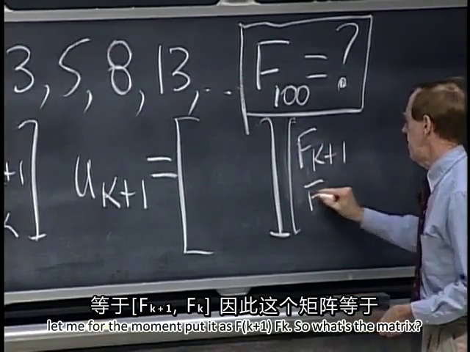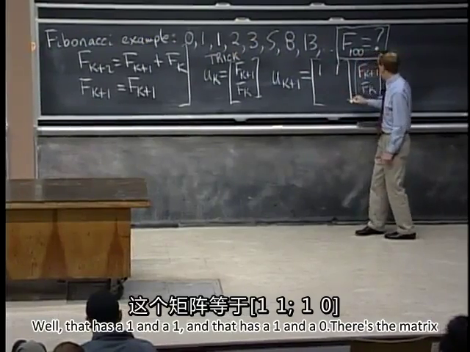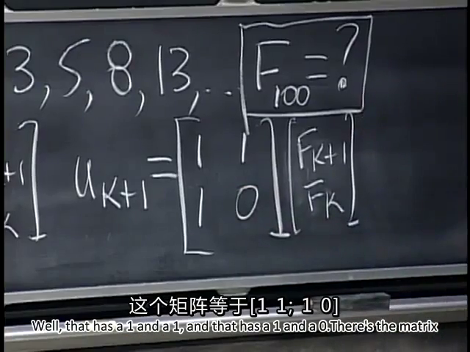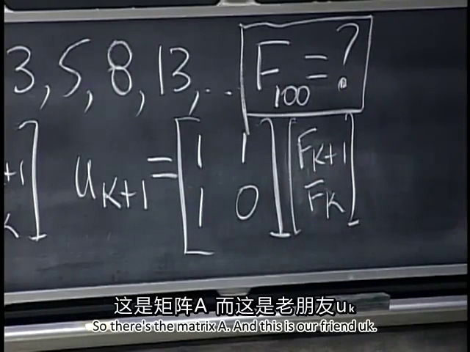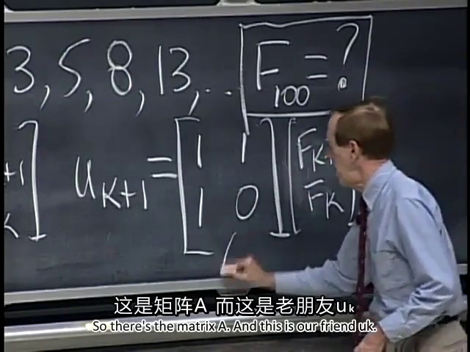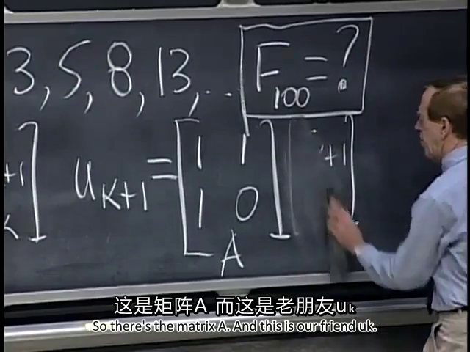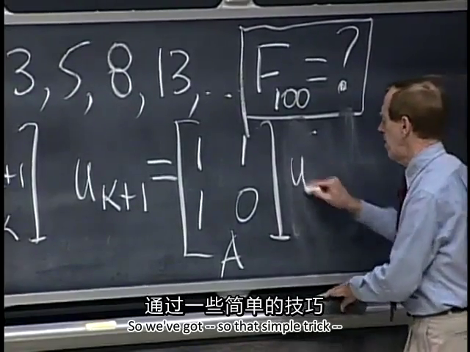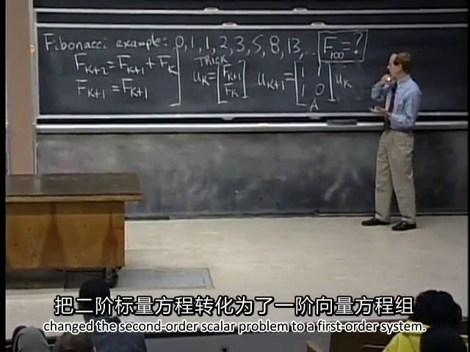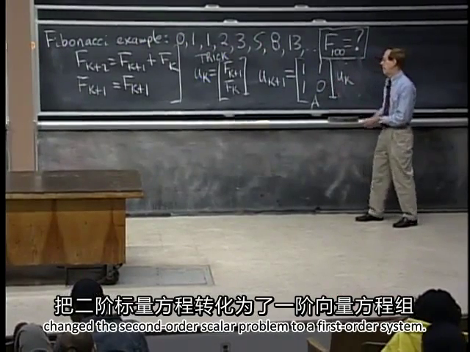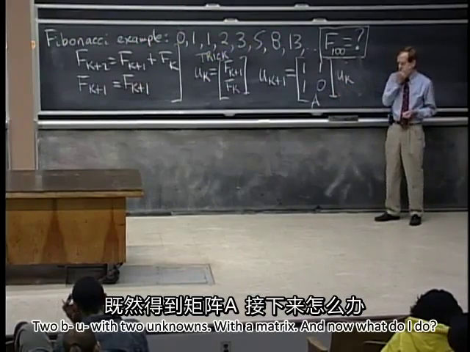So what's the matrix? Well, that has a 1 and a 1, and that has a 1 and a 0. There's the matrix. You see that gives me the right-hand side. So there's the matrix A, and this is our friend uk. So that simple trick changed the second order scalar problem to a first order system with two unknowns, with a matrix, and now what do I do?